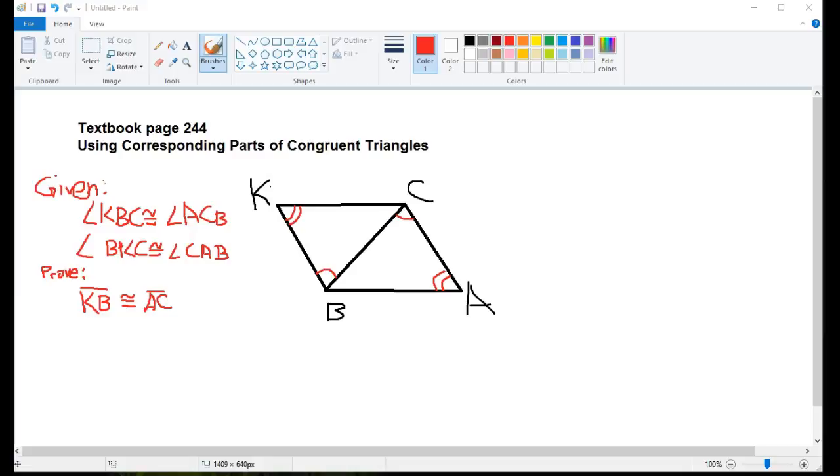Hey guys, we're going to be starting the next section. We're starting on textbook page 244 using corresponding parts of congruent triangles.